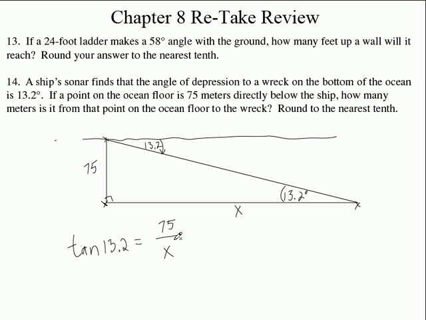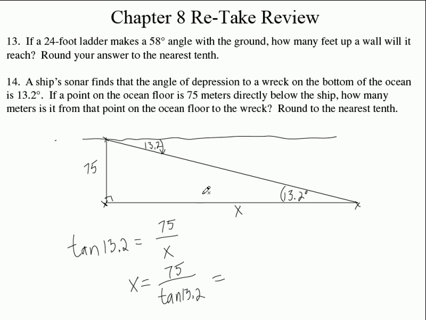Now this algebra is a little bit more involved than the other one was. After you get used to it, it's really not that big of a deal. Do you remember how to do this? Just switch them, right? I like thinking of it like that. Just take this x, put it up here, put the tangent of 13.2 down here. There is an algebraic reason for it. We've talked about it in the past. But it's just x equals 75 divided by the tangent of 13.2 degrees.